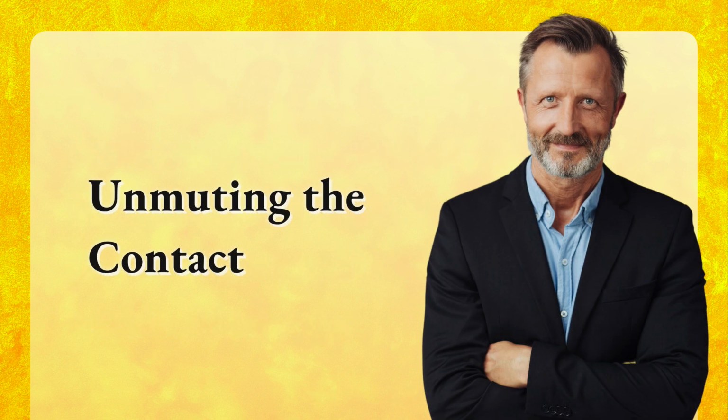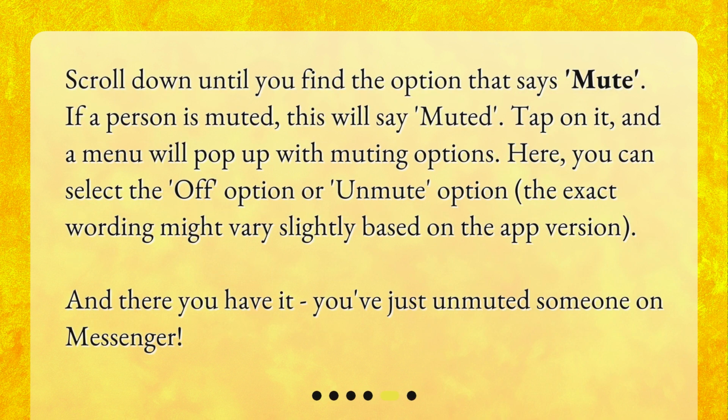Unmuting the contact. Scroll down until you find the option that says Mute. If a person is muted, this will say Muted. Tap on it, and a menu will pop up with muting options. Here, you can select the Off option or Unmute option. The exact wording might vary slightly based on the app version.